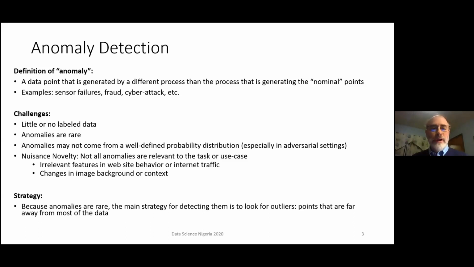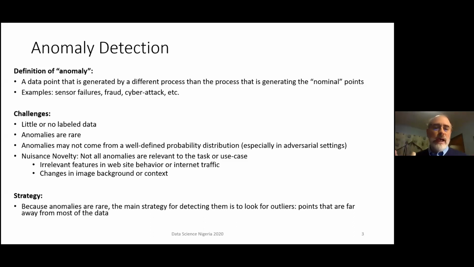And there's also a curious problem that I only started to appreciate recently, which is the problem that's so-called nuisance novelty. That there may be things that are unusual about an instance, but they're not relevant for the task or the use case. So if you think about things like website behavior or internet traffic, something new happens every day. Say I go visit a website I've never visited before every day of the year, but that doesn't mean that my computer system has been compromised by some attack. Or in images, we might have changes in the background or the context, things like that.